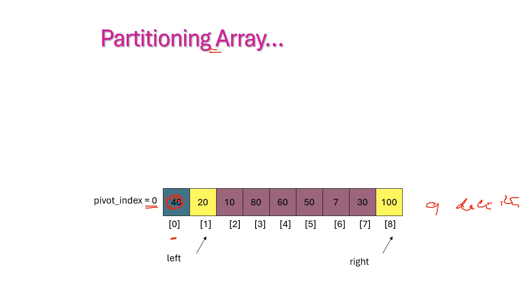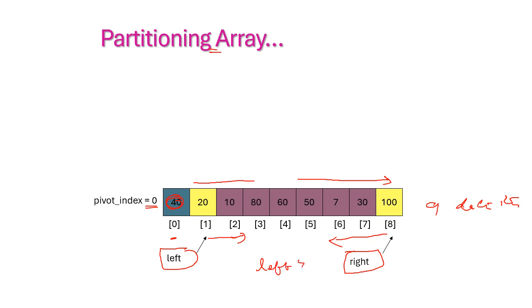Now we need to move the data items which are smaller than the pivot to one side and those greater than the pivot to another side. For this we need two indexes: the first one is the left index and the second one is the right index. The left index will be incremented one by one from left to right, and the right index will be decremented one by one from right to left. The process will be repeated until left is greater than right.